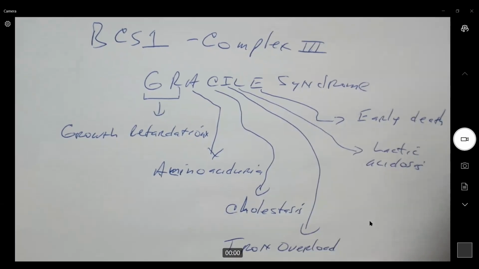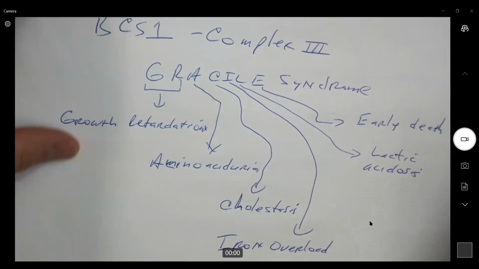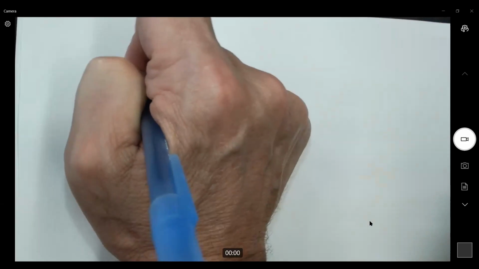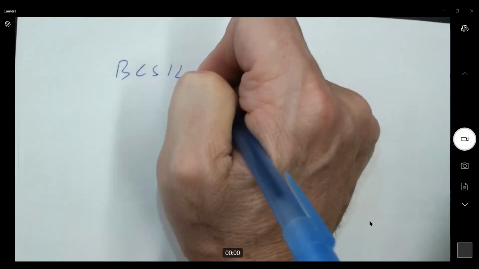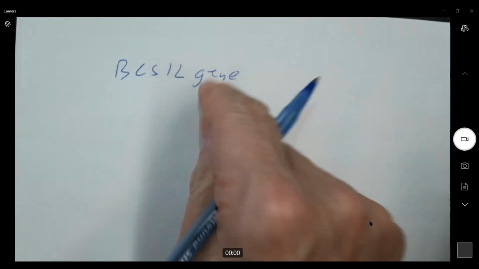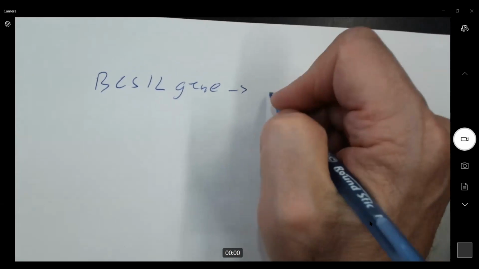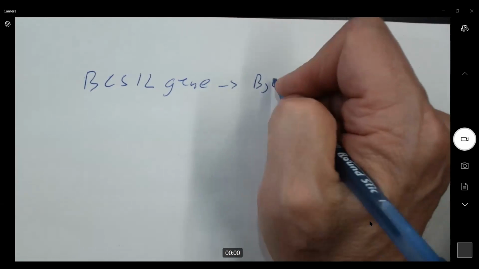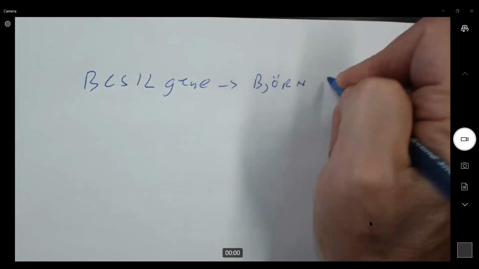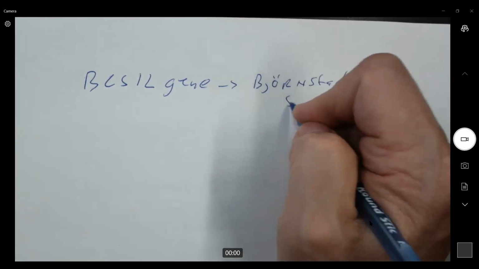There is another genetic disease associated with problems to complex 3, and this is the BCS1L gene. So mutations in this will cause something called Bjornstad syndrome.